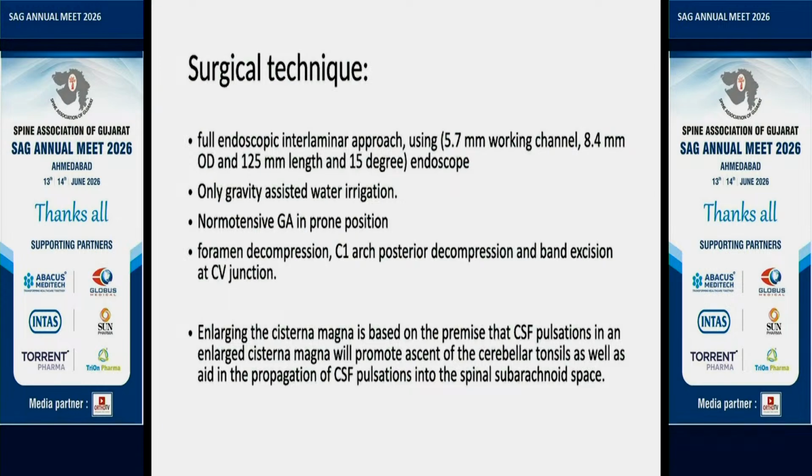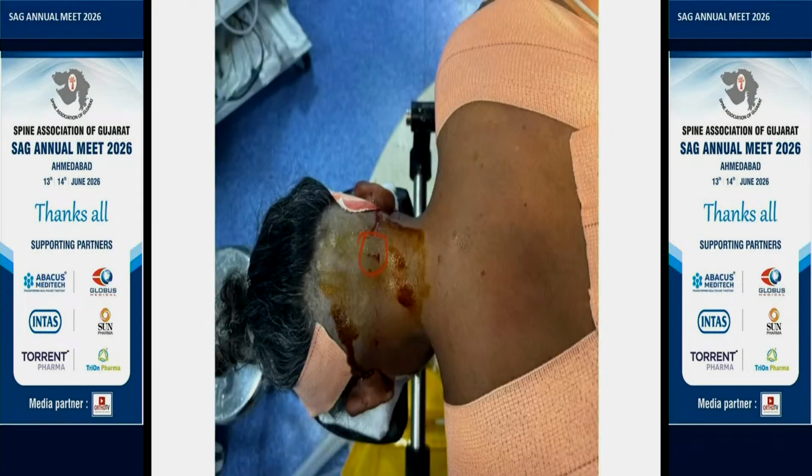So enlarging the cisterna magna is based on the premise that CSF pulsation and an enlarged cisterna magna will promote ascent of the cerebellar tonsils as well as aid in the propagation of CSF pulsations into the spinal subarachnoid space. And this is the scar of the patient after the decompression.